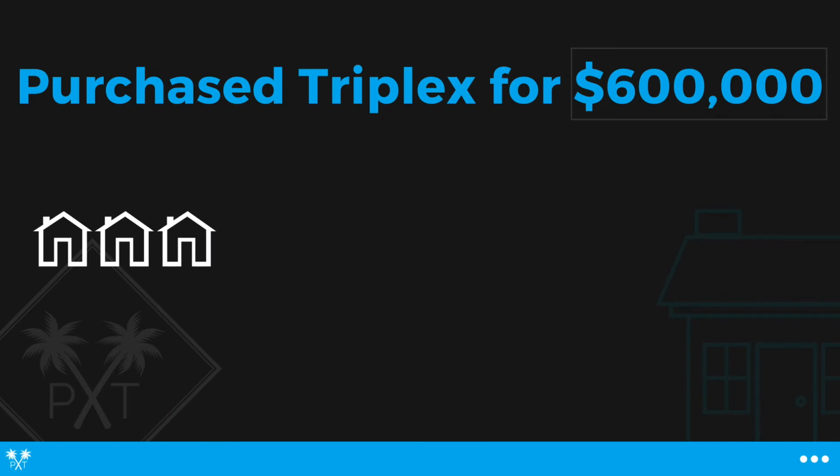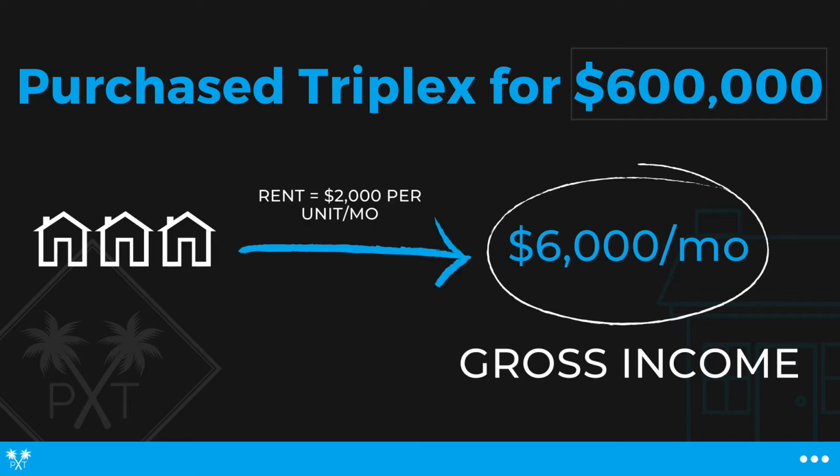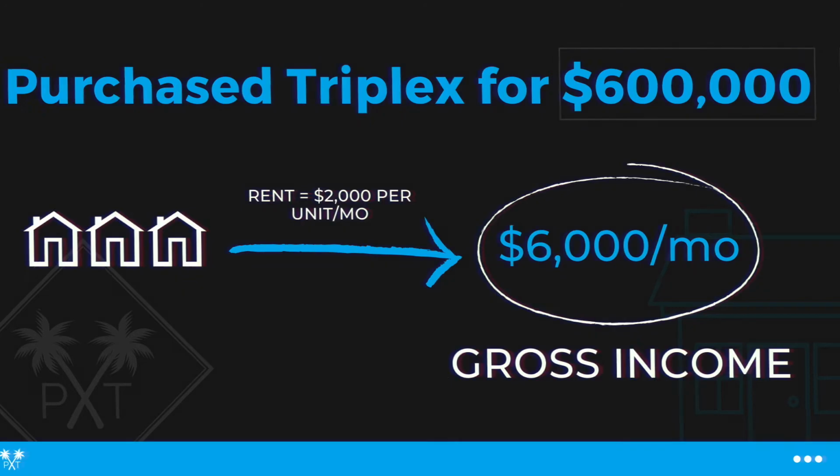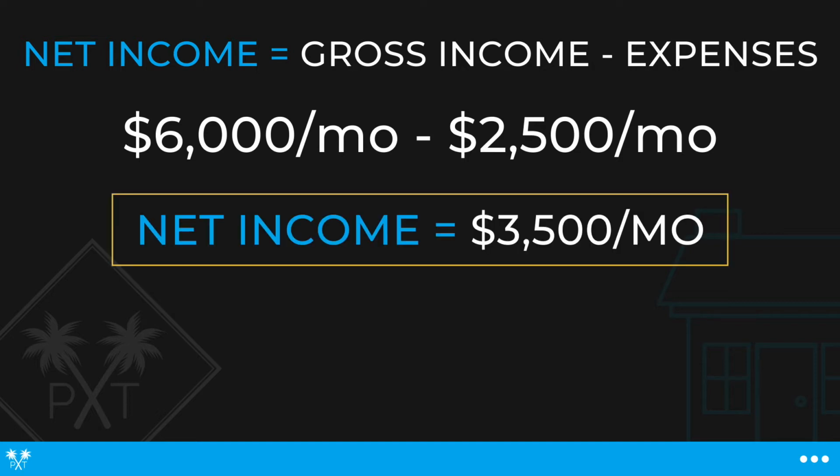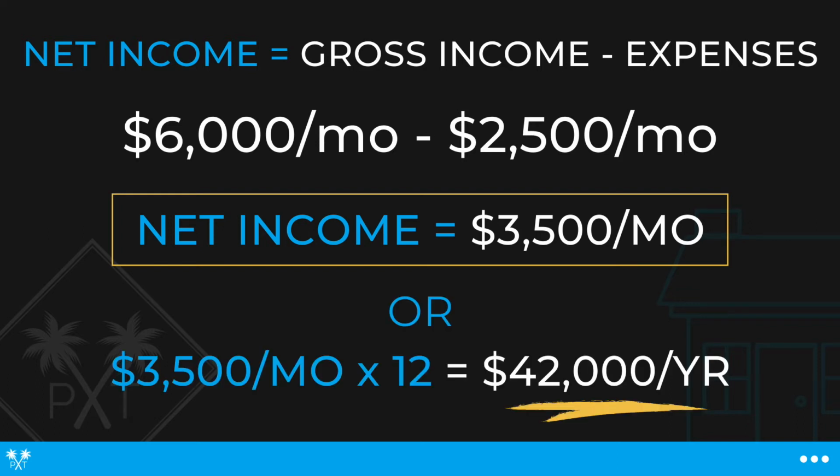Let's take for an example, you purchase a triplex for $600,000 and you rent each unit for $2,000 per month. That will give you a gross income of $6,000 per month. Now to calculate net income, you're going to take your gross income and subtract your expenses from it. And these expenses can be anything from property tax, insurance, HOA, any fixed expenses that come with owning a property. Let's go ahead and assume that the expenses for this triplex are $2,500 a month. When we do this, we get a net income of $3,500 per month or $42,000 per year.